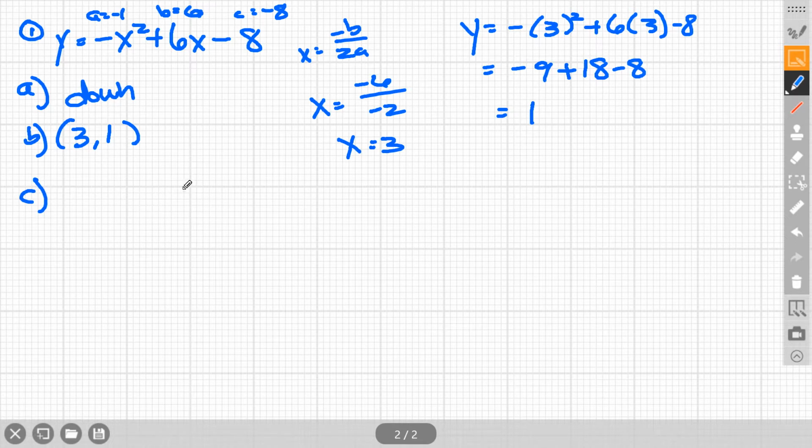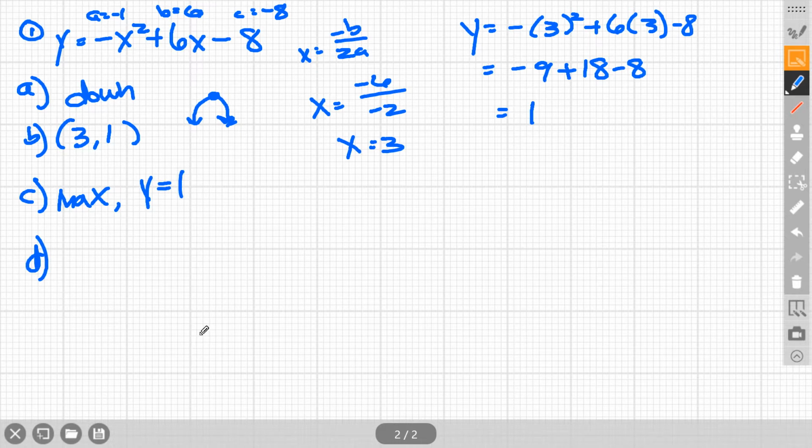C, state if the vertex provides a minimum or maximum value and then give that value. If we think about what this is going to look like, it's going to look like this, and the vertex is going to be here at (3, 1). So that's going to be a maximum. The value of the maximum is always the y coordinate, because the y coordinate measures how high it is. So the maximum is 1.